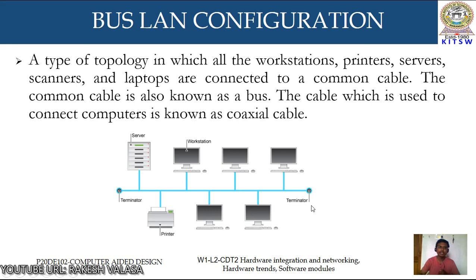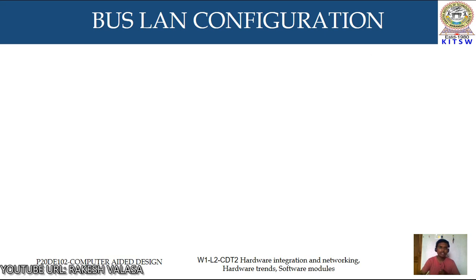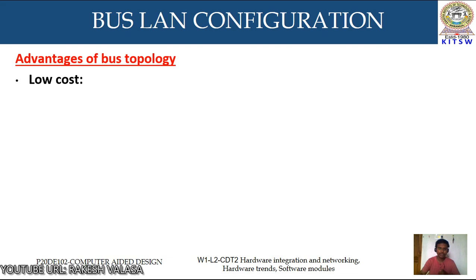Let us see the advantages of bus LAN configuration. First one, low cost. Only one limited length of coaxial cable is needed to make the connection between computers. Coaxial cable is also inexpensive as compared to fiber optics. The setup cost of bus topology is also low as compared to mesh and star topology.